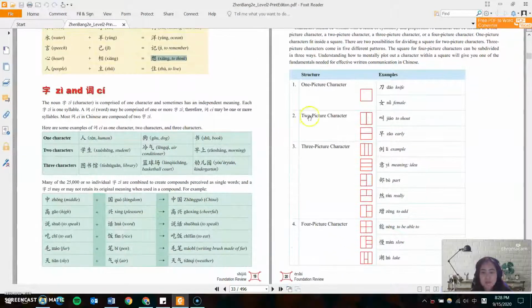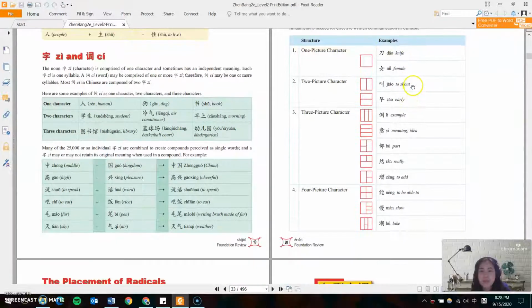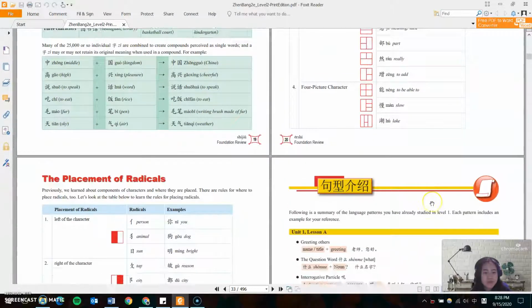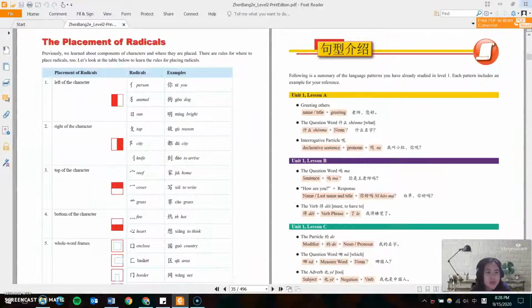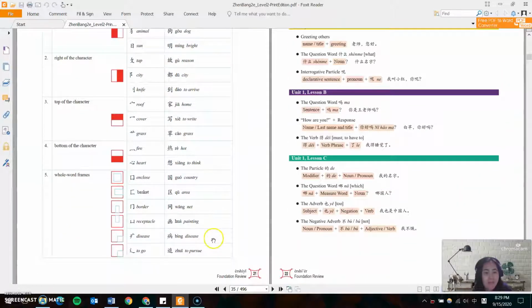So these are the examples. One-picture character: 刀女较早立易不然增能慢胡. The placement of radicals. Previously, we learned about components of characters and where they are placed; there are rules for where to place radicals too. Let's look at the table to see the rules for placing radicals. Left of the character: 你狗名故都到家写草热想国区网画并追.